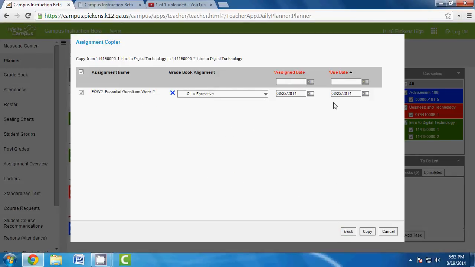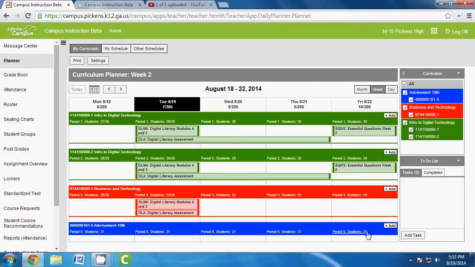Alright, and it's going to populate the information for me based on what I already set up in Gradebook when I created the assignment for first period Intro to Digital Technology. Okay, it's going to copy it to second period Intro to Digital Technology. Copy. And if you notice now, EQ week 2 is on both of those.